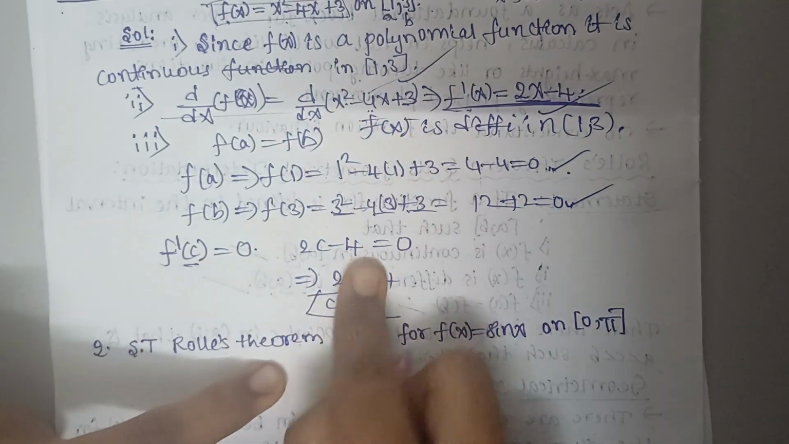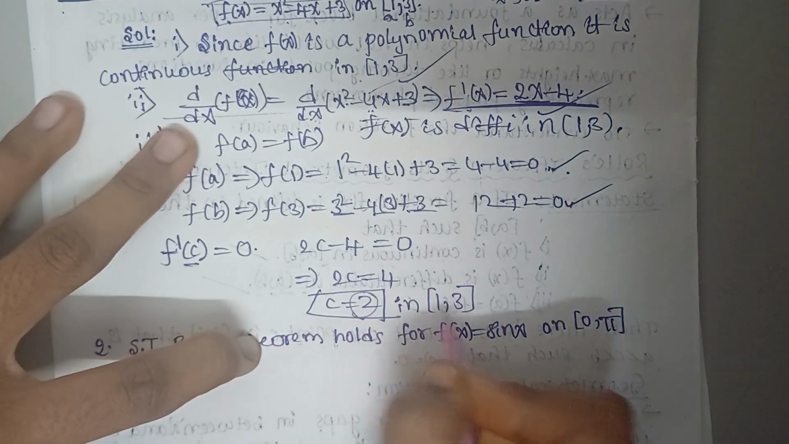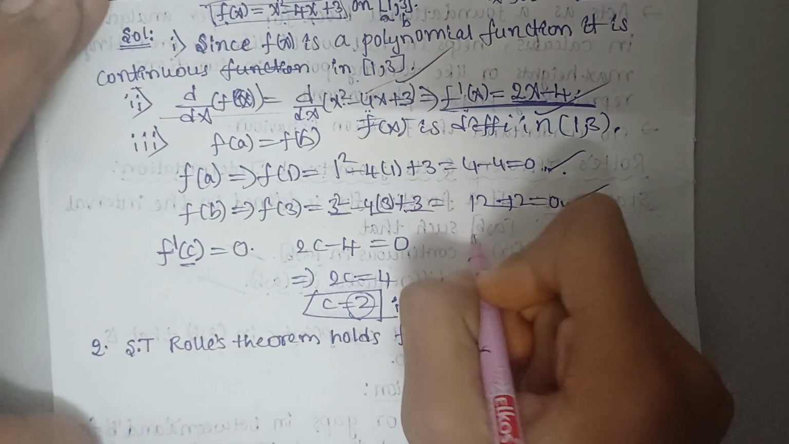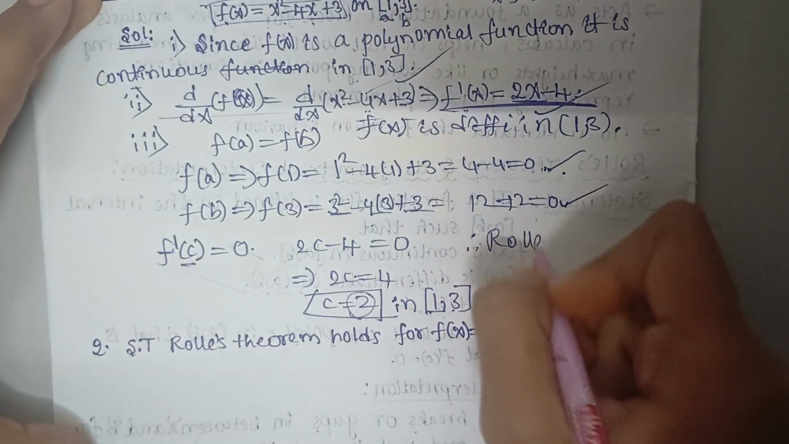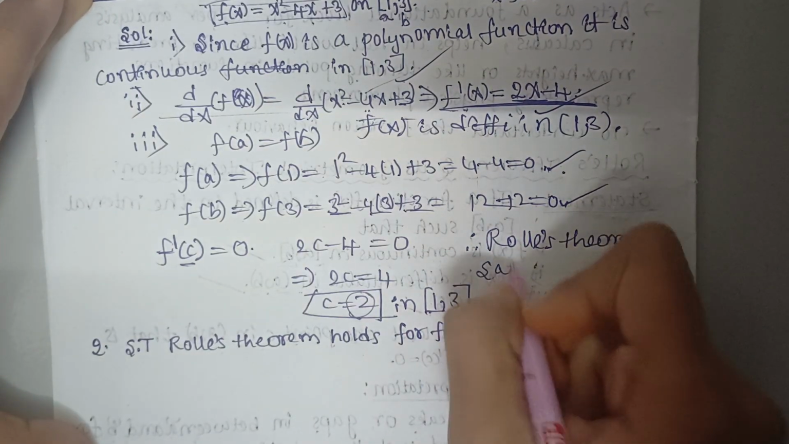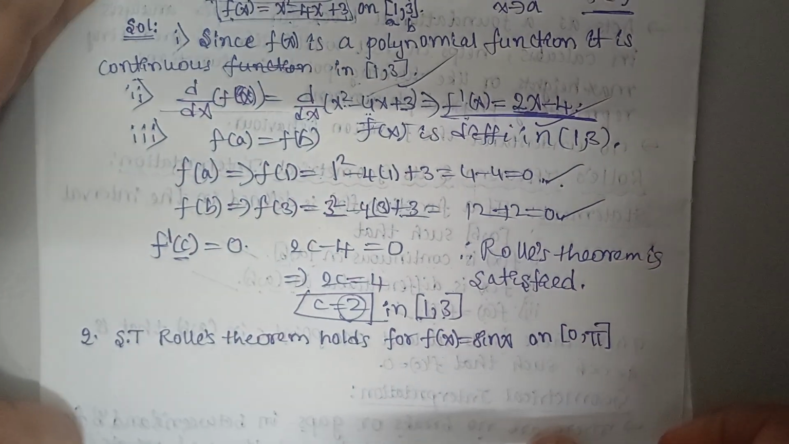This c is equal to 2 is in the interval of 1 comma 3, right? It is, this 2 is in between 1 comma 3. Hence our Rolle's theorem is verified. So therefore Rolle's theorem is satisfied. This is how you solve the problems of this Rolle's theorem.